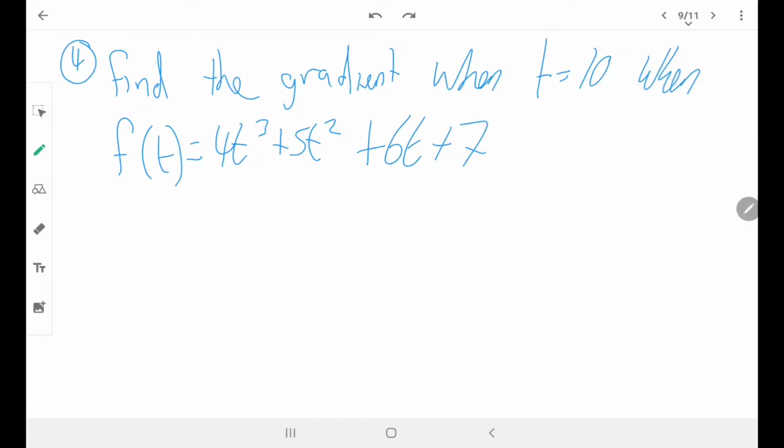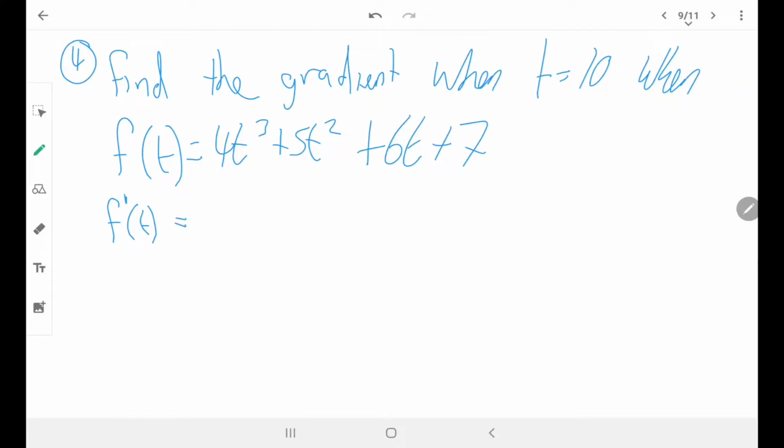Let's have a little look at question 4. We'll find the gradient when t equals 10, when f of t equals 4t cubed plus 5t squared plus 6t plus 7. Now, with this one, we don't write dy dx because there's no y's and no x's, although this is my third attempt, because I have been writing f of x and actually it was f of t. Now put a little dash like that on there, and that represents the differentiated version of it.